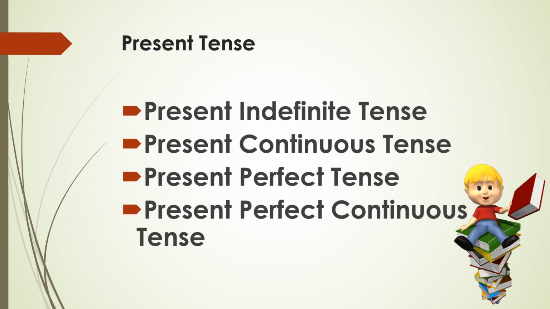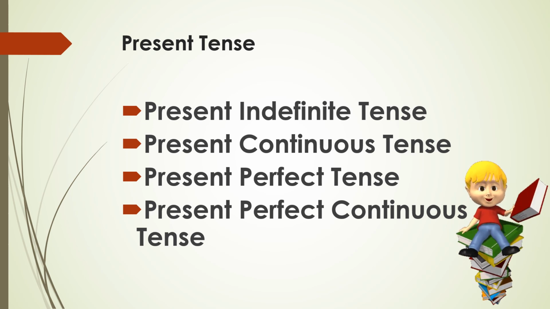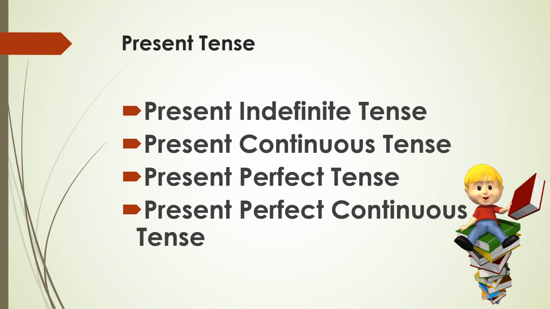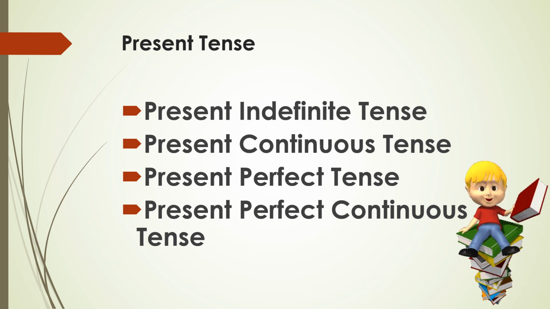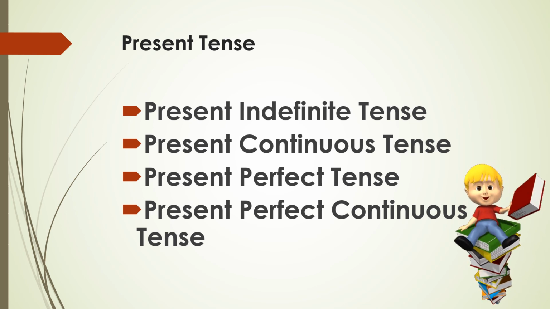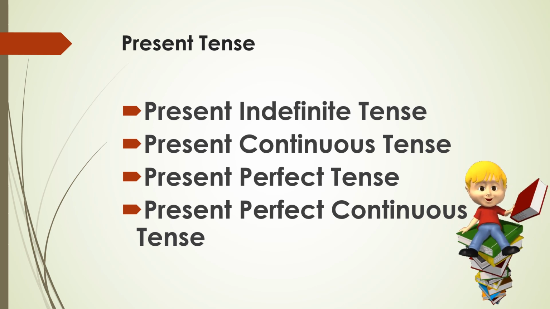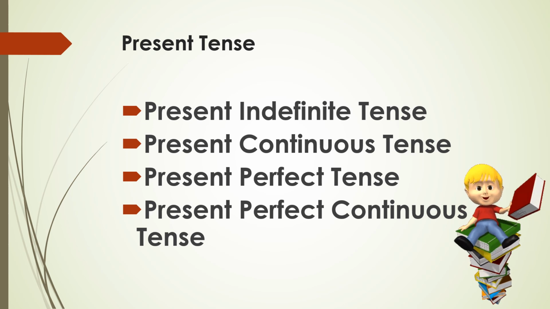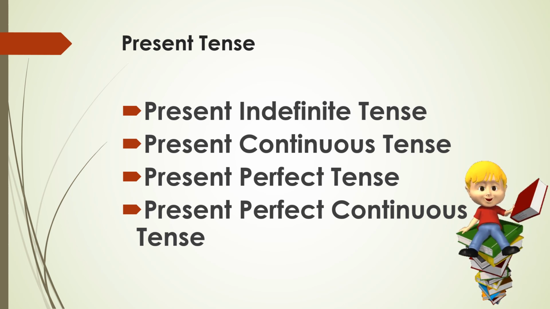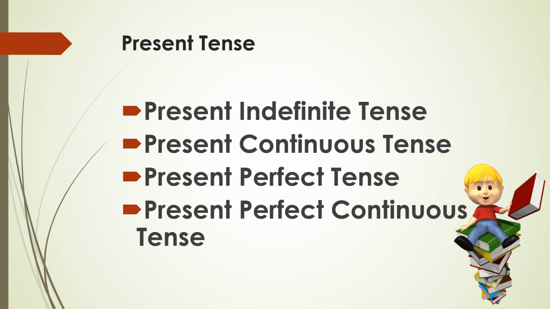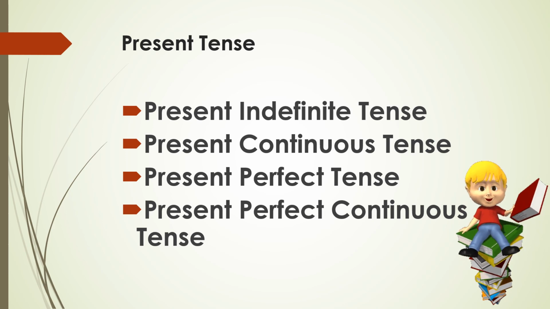Okay, as we all know, each tense is further divided into four types. For example, present tense is divided into present indefinite tense, continuous tense, perfect tense, and perfect continuous tense. Now we are going to discuss each one by one, that is, how active structures given in indefinite, continuous and perfect tense will be converted into passive voice.